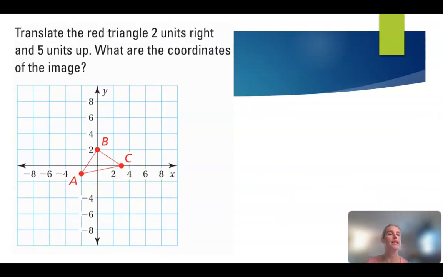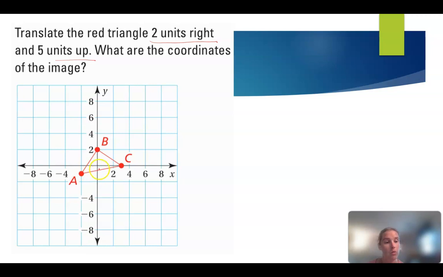So let's translate this triangle, the red triangle here, 2 units right and 5 units up. What are the coordinates of the image? Well, sometimes it can be helpful to actually graph them. So from point A, we're going to go 2 units right. Notice that the grid's counting by 2s. So that means 2 units actually goes 1, 2 right here on the x-axis.